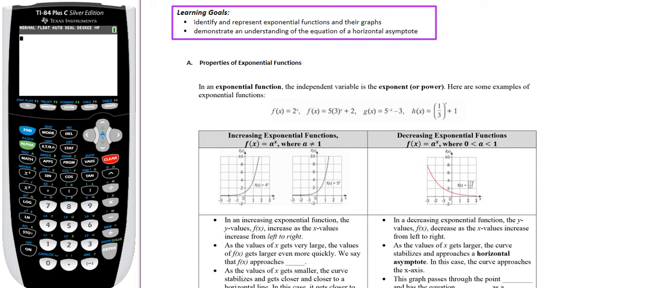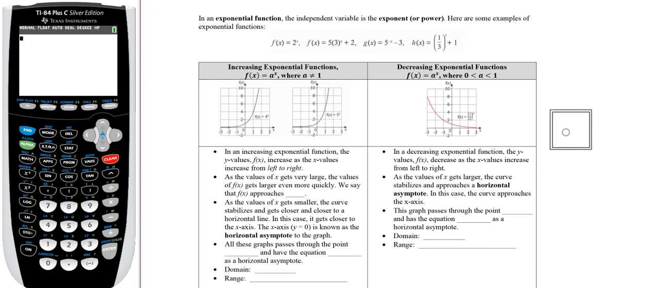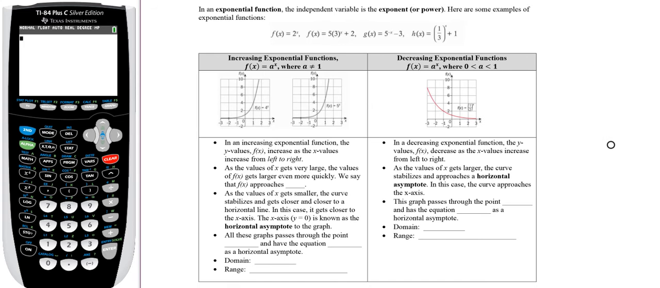So exponential functions are a new type of function for you, and the goals here are to identify and represent exponential functions and their graphs, and to show an understanding of the equation of a horizontal asymptote. In order to accomplish these goals, we first need to understand the properties of exponential functions. There are some unique characteristics that we will take a look at right now.